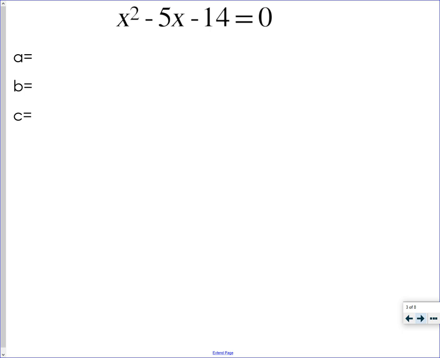So if this is my equation, I'm going to start by finding a, b, and c. The a is the number in front of the x squared. I don't see a number there. Well, we know that if there's no number there, it's really a 1. The b is the number that's in front of the x. Be careful here. It's not just a 5. It's really a negative 5. And the c is the number that's all by itself, the constant. And that's also a negative.